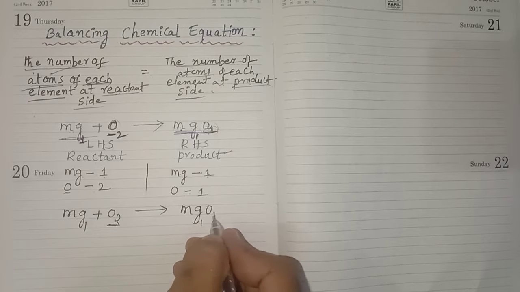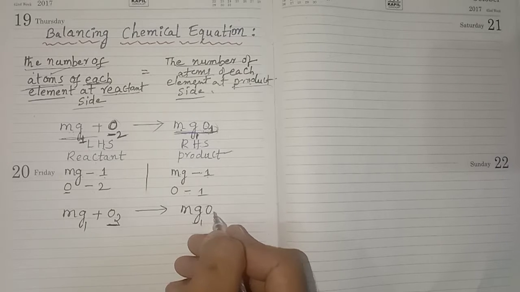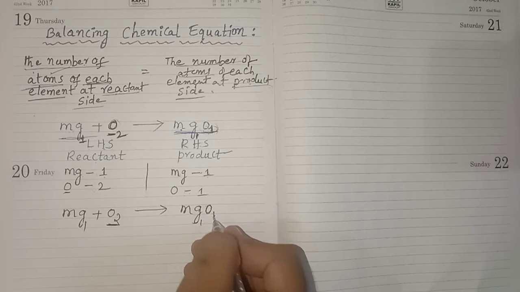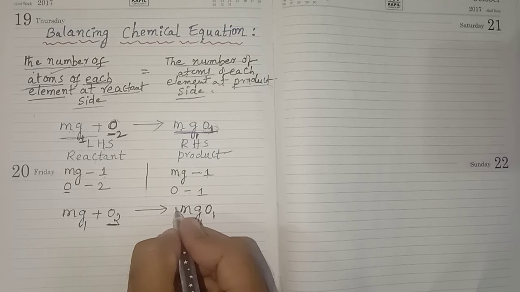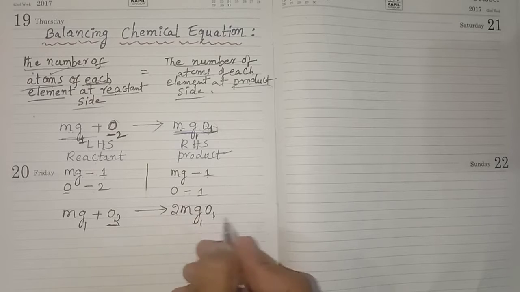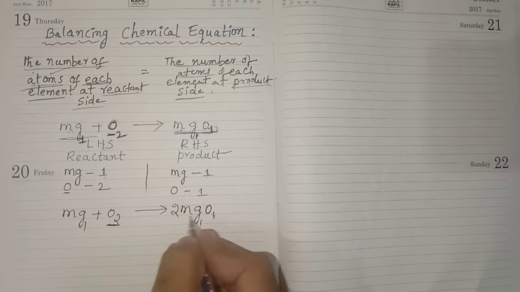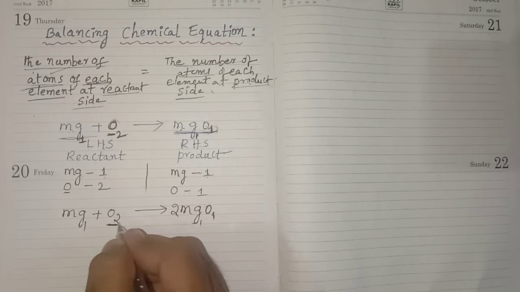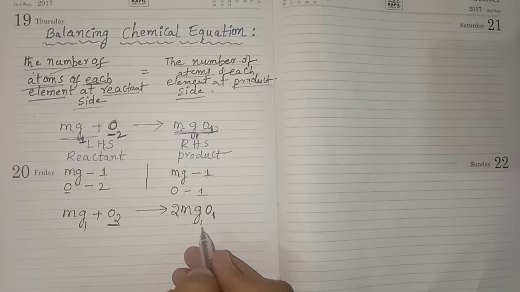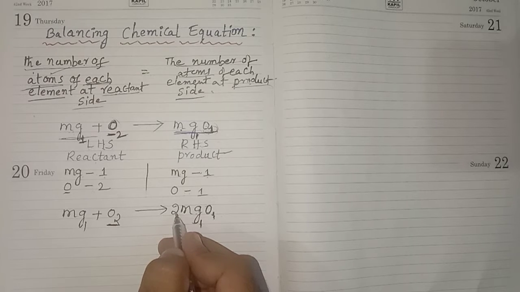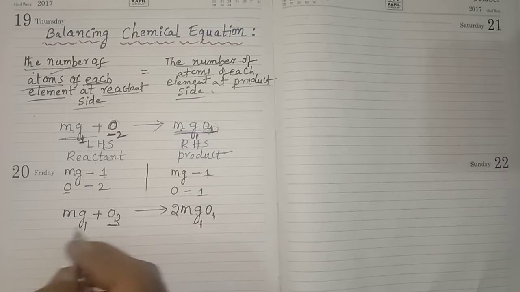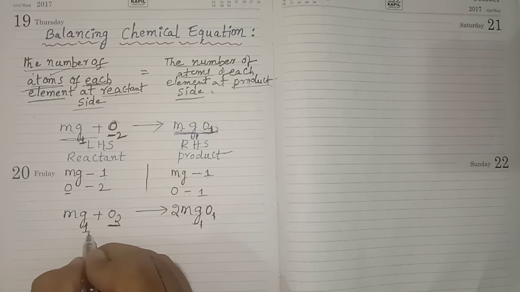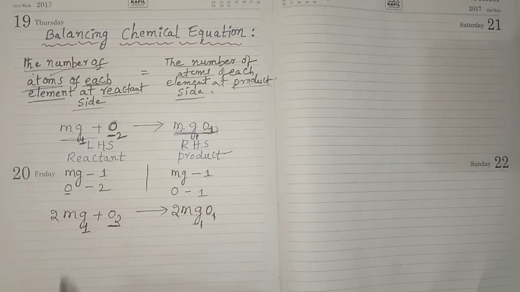So how can we convert? Don't change the value at the element side. We have to take a coefficient. If you write coefficient 2, 1 into 2, we have to multiply, becomes 2. Oxygen is balanced. Again, we need to observe the magnesium. How many magnesium atoms are there? 1. So 1 into 2 is 2. But here only 1 is there. So we need to take coefficient 2.